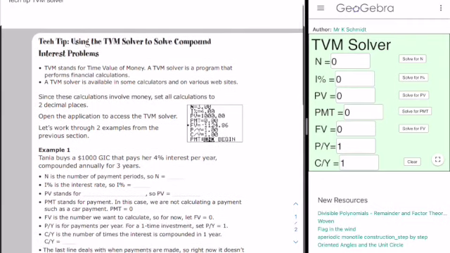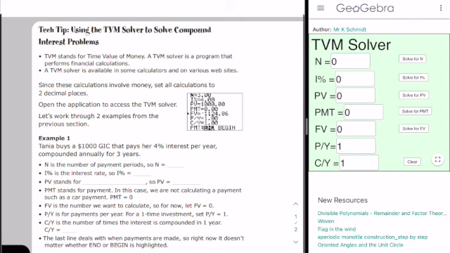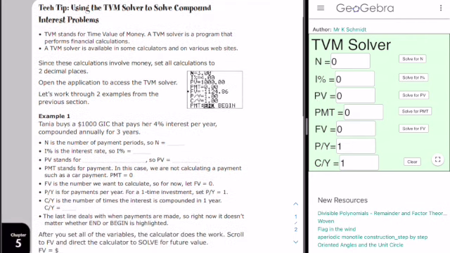All right, so this part here is a tech tip on using the TVM solver to solve compound interest problems. If we follow along with the worksheet, TVM stands for time value of money. It's a program that performs financial calculations. There are some calculators that do it, but we don't have those calculators. They're quite expensive and they really aren't common.